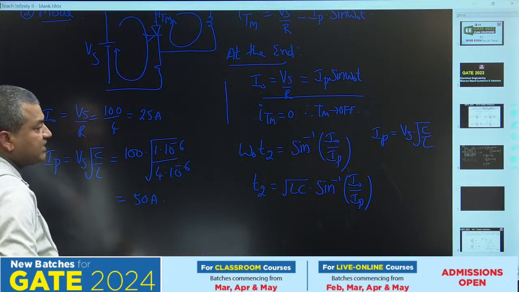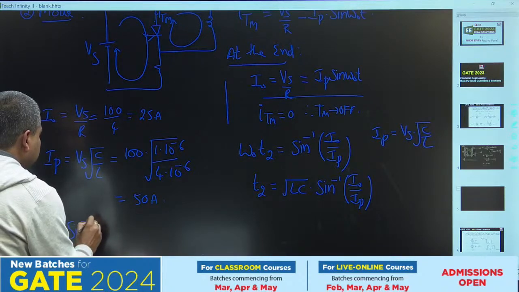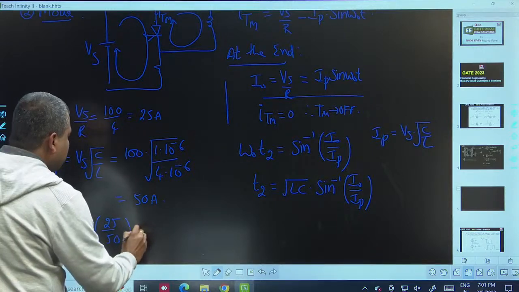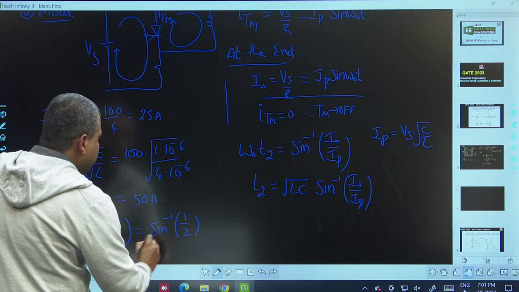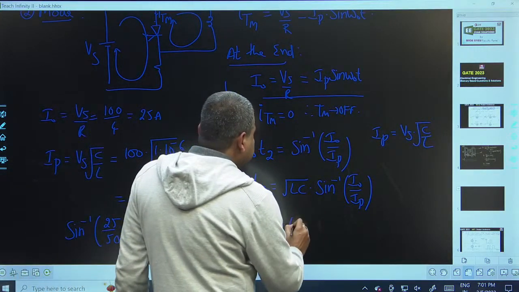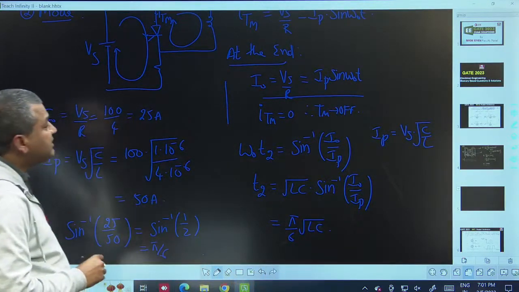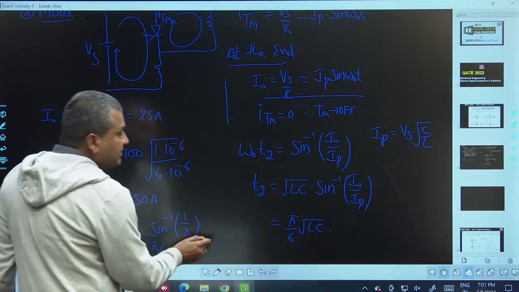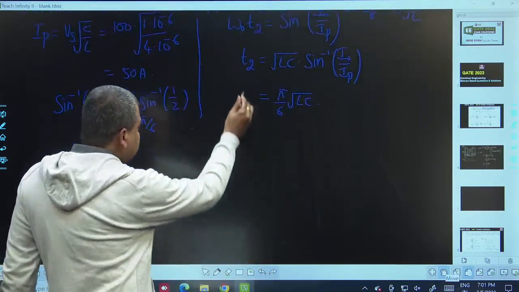Okay. So sin inverse of I naught by IP becomes sin inverse of 25 by 50, so sin inverse 1 by 2. So it is pi by 6. If you simplify this, it is pi by 6 into square root of LC seconds. So that means the thyristor will turn off by the end of the second mode. So what is the time taken to turn off the main thyristor? How long is the thyristor conducting here?